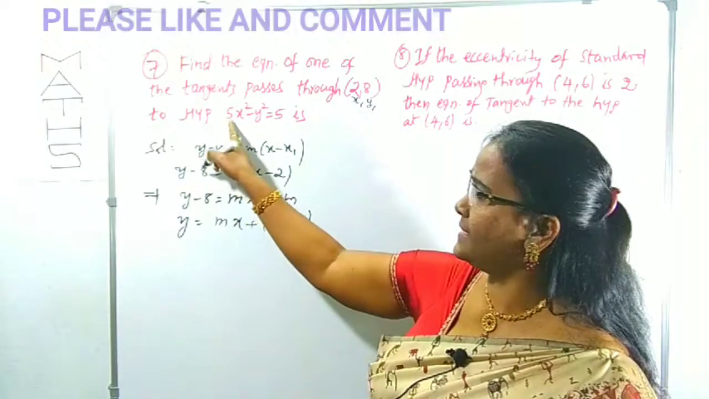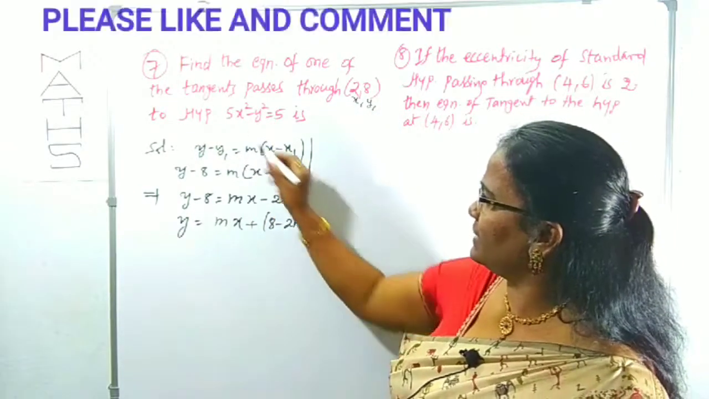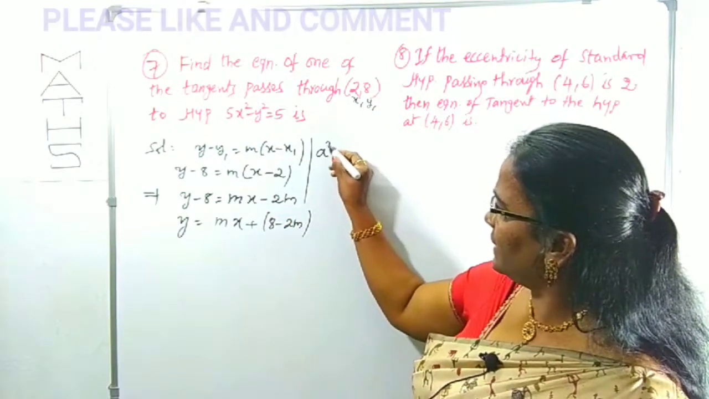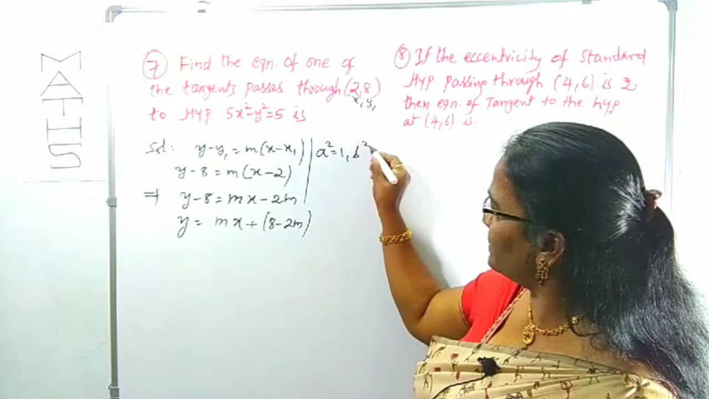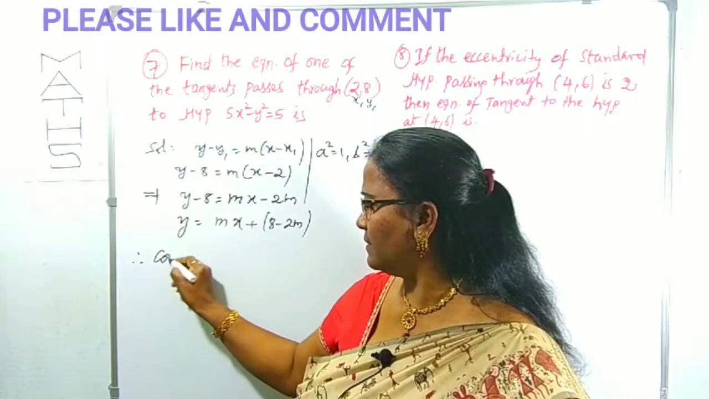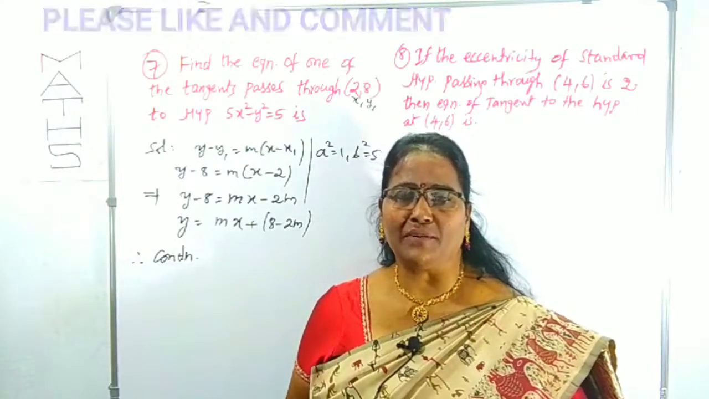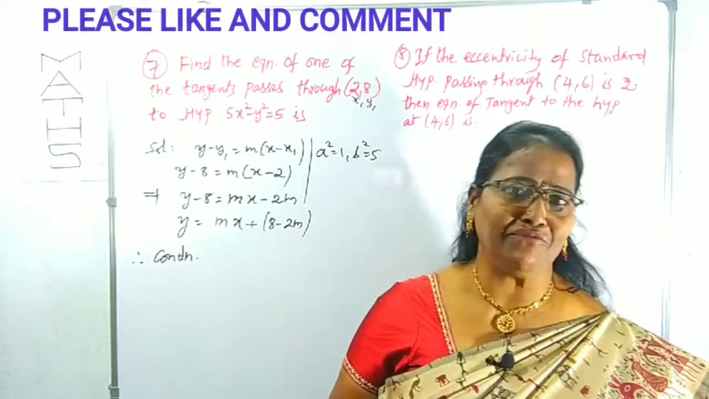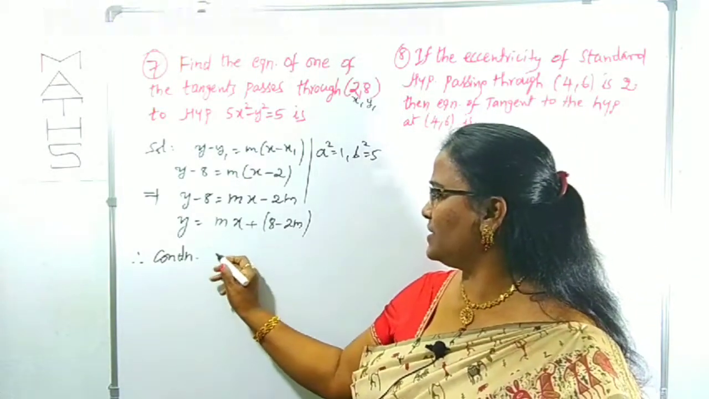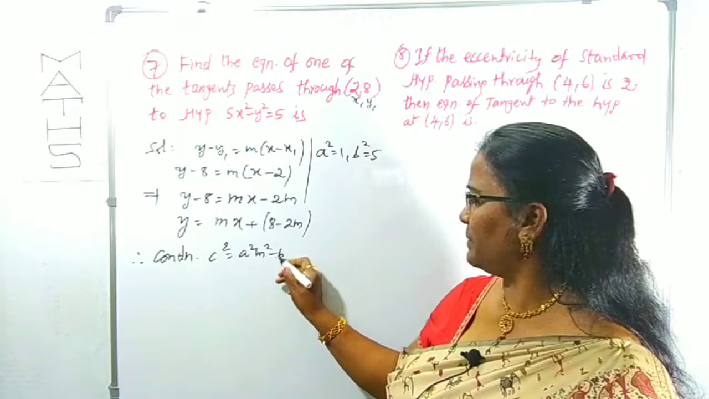This is a tangent to what? This hyperbola. In this hyperbola, a square is 1, b square is 5. What is the condition for tangency? By using that condition you can get the m value, right? The condition is c square is equal to a square m square minus b square.